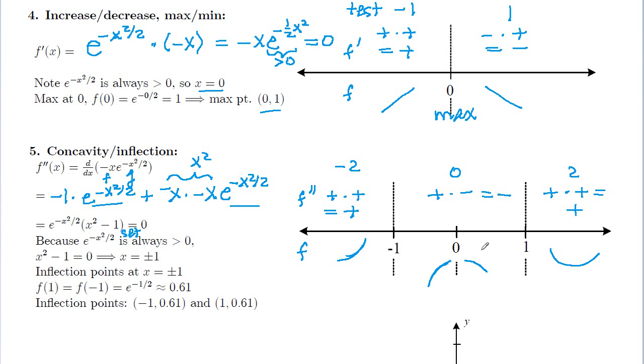Between 0 and 1, we are concave down. We look up, we're decreasing. So decreasing concave down like that. To the right of 1, we're concave up. We look up above here, we're decreasing. So decreasing concave up. Just going to be the left side of that curve right there.